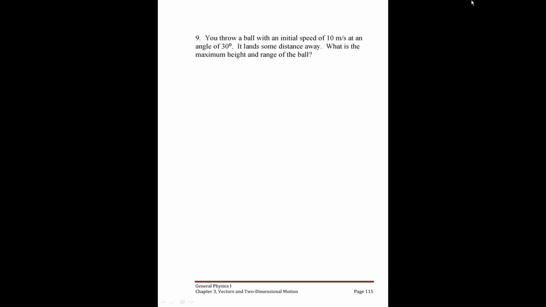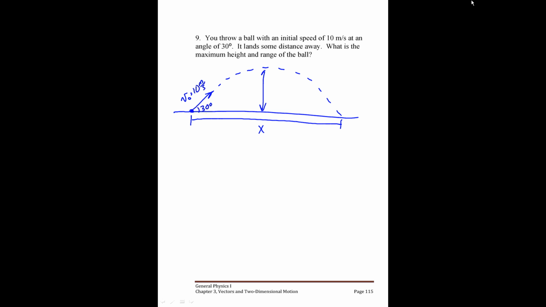All right, you throw a ball with an initial speed of 10 meters per second at an angle of 30 degrees. It lands some distance away. What is the maximum height and range of the ball? This is similar to a problem we had before. I throw my ball here at an angle of 30 degrees with an initial speed of 10 meters per second. It follows a parabolic path. I want to know the maximum height and the range. So I want to know x, and I want to know y.